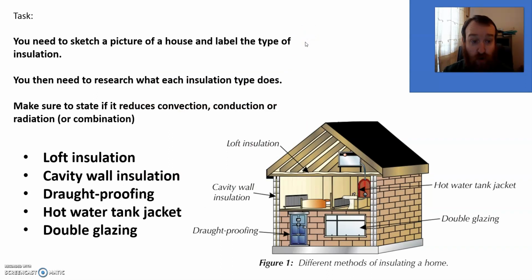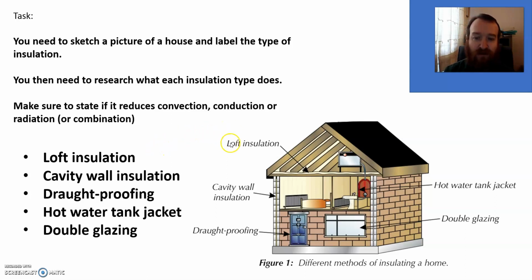Okay, so your job this week, I want you to draw a sketch of a house. I want you to label those 5 different energy saving methods, those 5 different ways of insulating our home to reduce that energy transfer that's wasted. And I want you to research what it does, how it works. Okay, make sure, try to include what type of heat transfer it reduces. Does it reduce convection? Does it reduce conduction? Or does it reduce radiation? Or a combination of more than one?